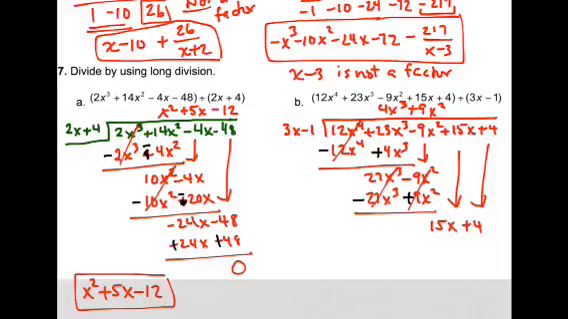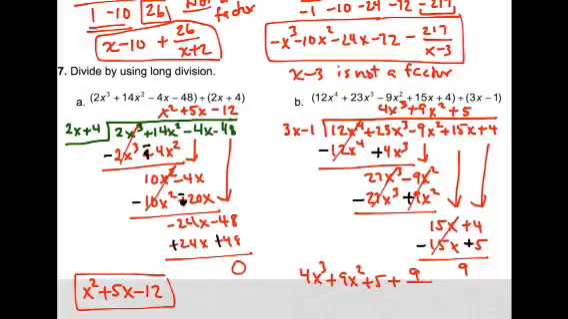Okay, so 3x times what gives you 15x? That's 5. So 15x minus 5. We're going to subtract by adding the opposite. So that gives you 0 here and 9 right here. So that's your remainder. So the answer would be 4x cubed plus 9x squared plus 5 plus the remainder over the divisor, sorry. So that's a divisor right there.